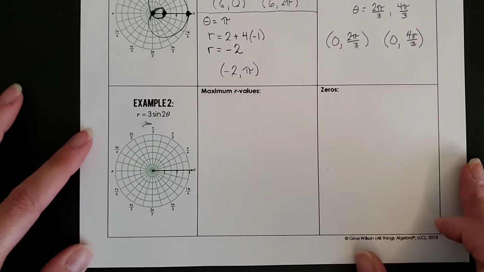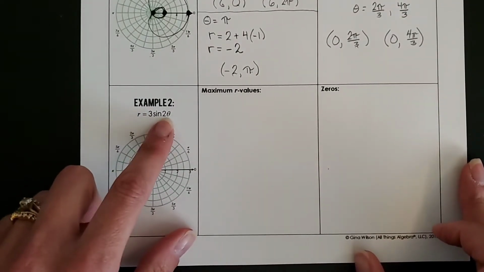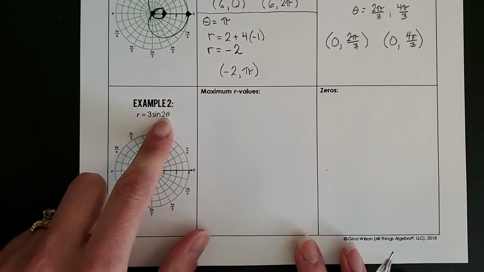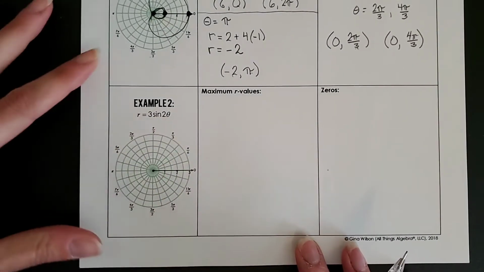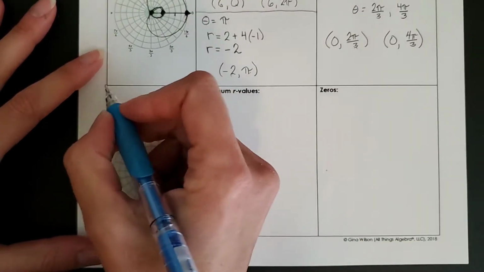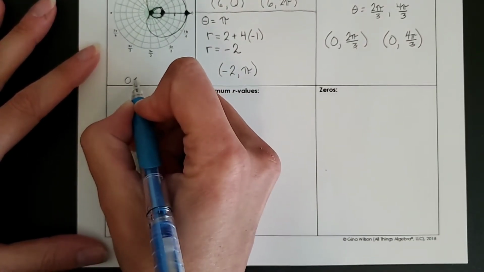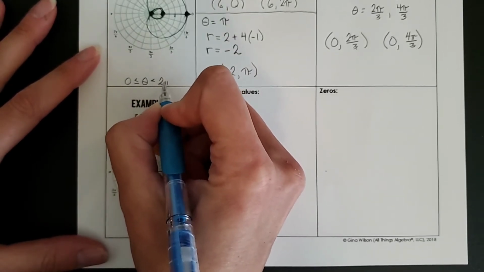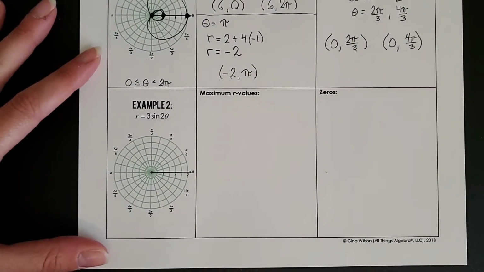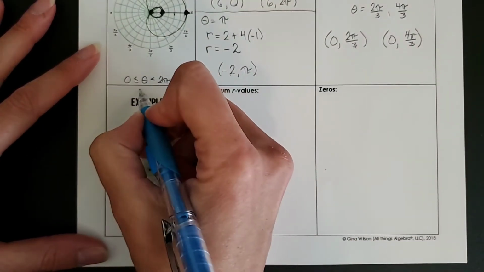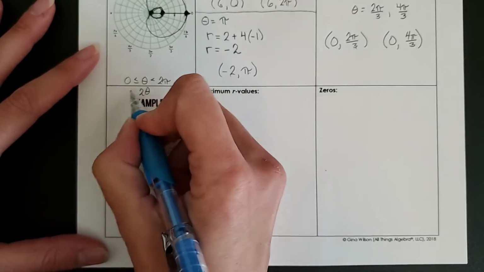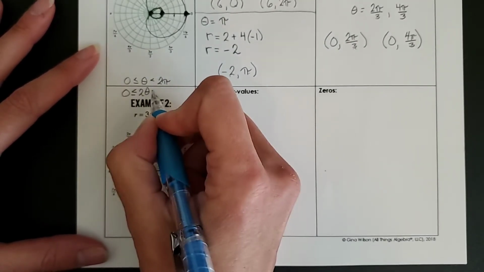Here we've got r equals 3 sine of 2 theta. Now, the very first thing I want you to notice here is that we have a 2 theta, not just theta. So normally we're going from 0 to 2 pi, right? Theta is between 0 and 2 pi. But now it's 2 theta. Remember this from solving equations? If it was a 2 theta, we need to double each of these endpoints.